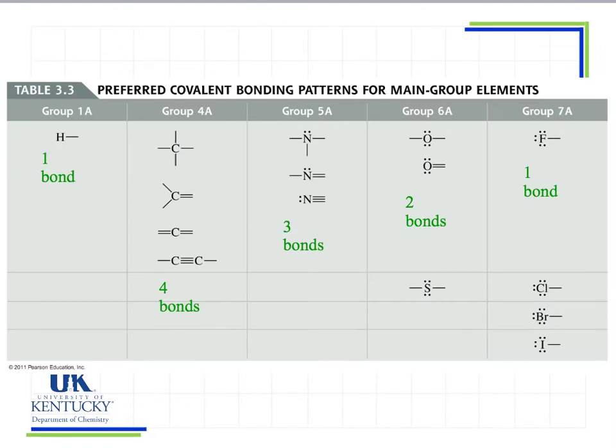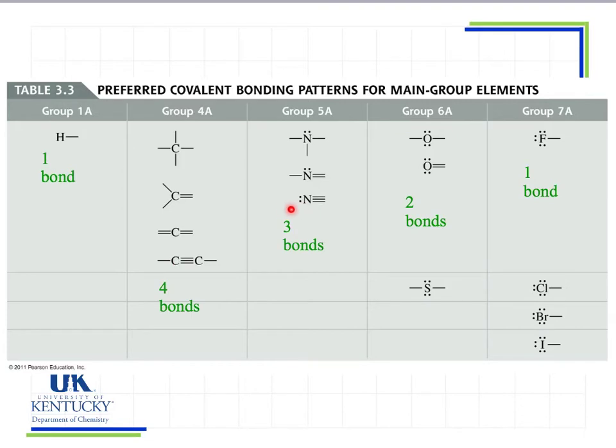So this table summarizes what we've already seen about our bonds. We said hydrogen is missing that 1 electron. It's going to form 1 bond. Carbon is going to form 4 bonds, and it can do that in a variety of ways: 4 single, 2 single and a double, 2 double, or 1 triple and a single. It doesn't matter as long as we end up with 4 bonds.